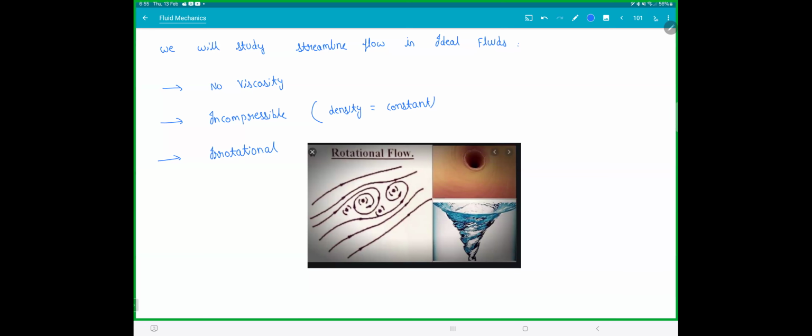So how do you find the equation of the streamlines? We kept on saying streamline, but if you want to find the equation, now look at the definition. We defined a streamline as where the velocity vector is tangential.